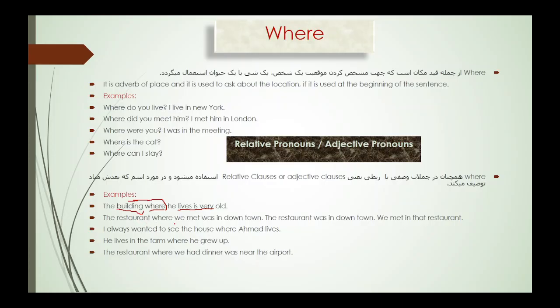The restaurant where we met was in downtown, right? The restaurant where we met was in downtown. See, we met is additional information about what? About the restaurant. So it is given by what? By the word where. The restaurant where we met was in downtown.